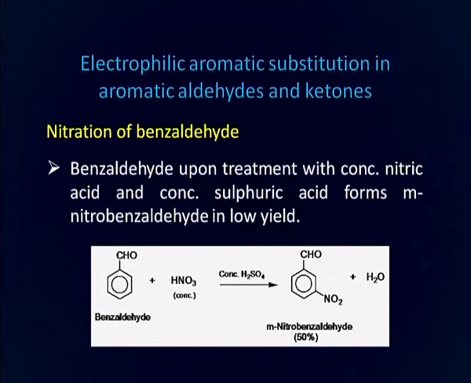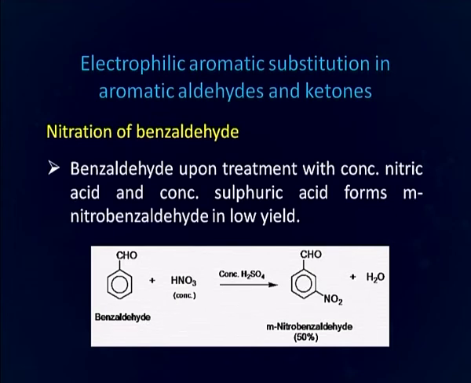We will now discuss nitration of benzaldehyde. Benzaldehyde upon treatment with concentrated nitric acid and concentrated sulfuric acid forms meta nitrobenzaldehyde in very low yield. There are two reasons for this. First, the aldehyde group is a deactivating group. The other reason is that the nitro group, when it enters the molecule, is again a deactivating group, and that is why a very low yield of meta nitrobenzaldehyde is formed. The mixture of concentrated nitric acid and concentrated sulfuric acid which we have taken here is called the nitrating mixture.